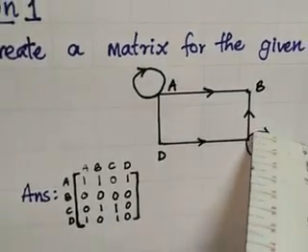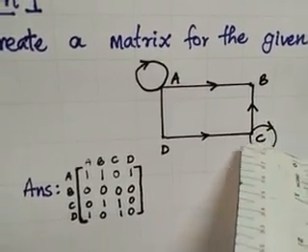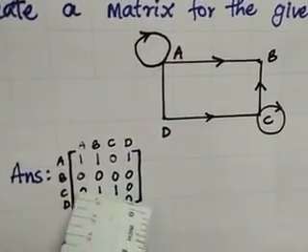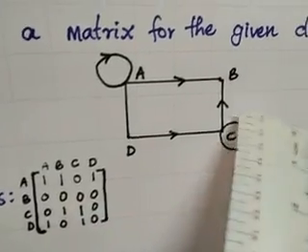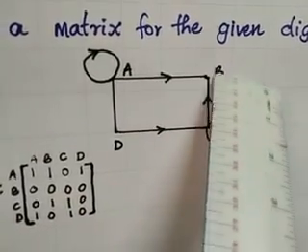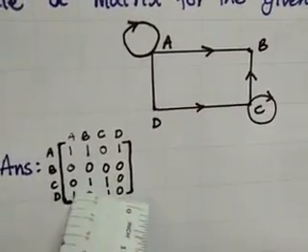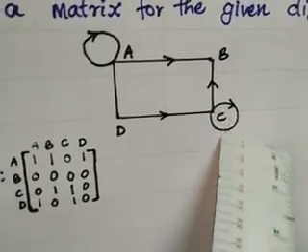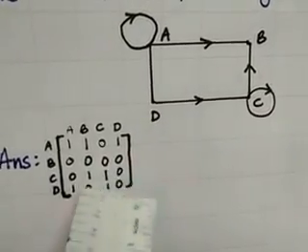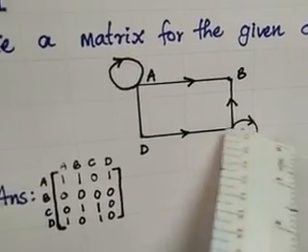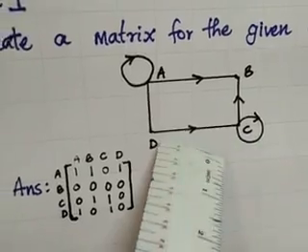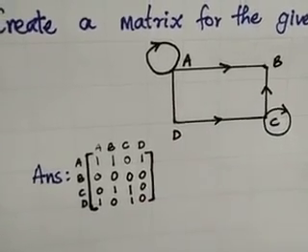Next one is C. So let's see the vertex C. From C to A there is no connection, 0. C to B, yes, there is one arrow. That is why C to B is 1. Then C to C, yes, one loop is there. That's why 1. Then C to D there is no arrow, which means 0.